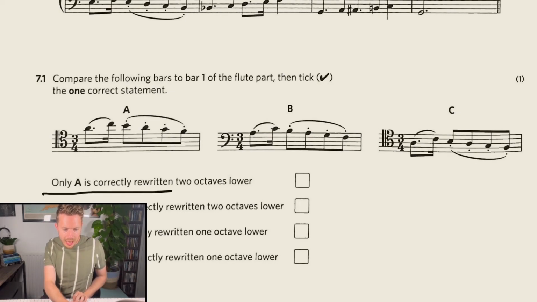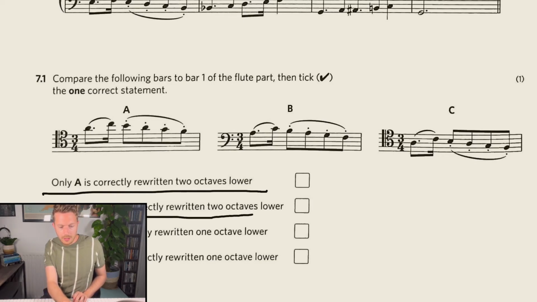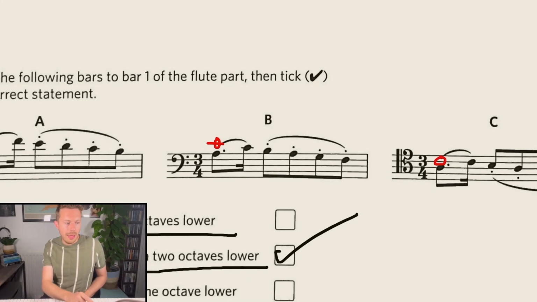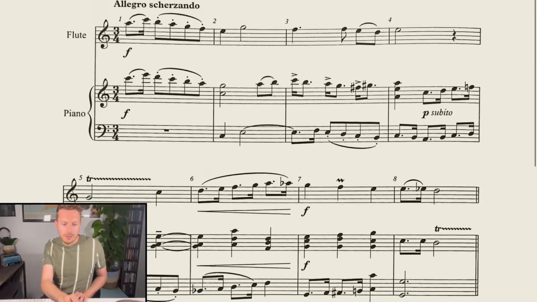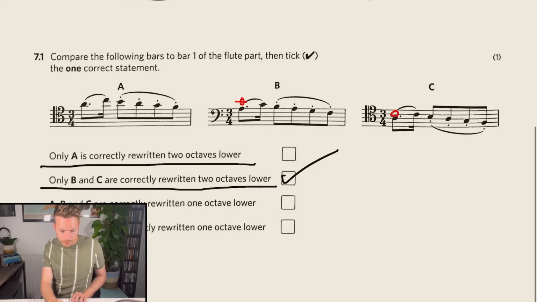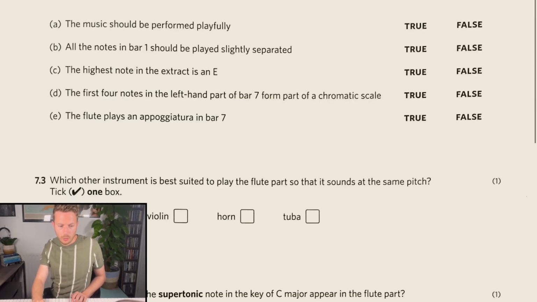These are rewritten, so only A is rewritten 2 octaves lower. A is actually rewritten 1 octave lower. B and C are correctly written 2 octaves lower. So B is 2 octaves lower, and so is C. Because middle C would be here, and the example we have is 2 octaves above these examples here. Okay, that's it. Only tick 1, I believe. Yeah, tick 1 correct statement.